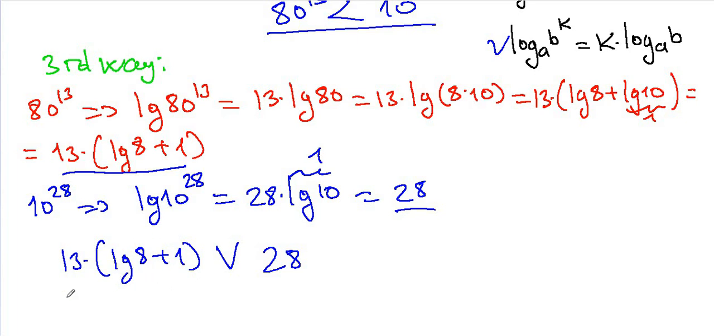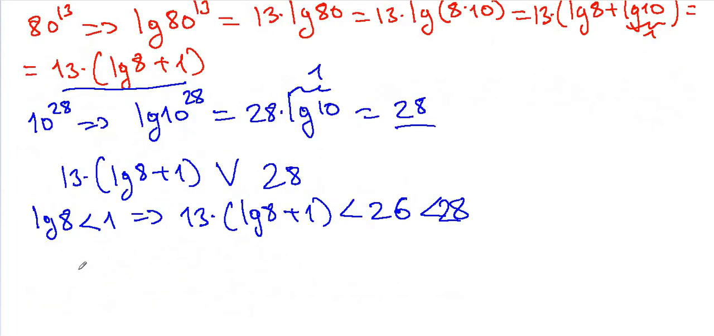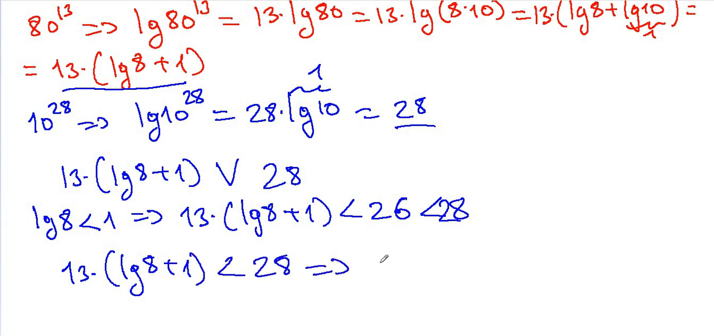And we see that the logarithm of 8 is less than 1. So therefore, this product plus 1 is less than 26. And here we see that 26 is less than 28. So therefore, we can conclude that 13 times the logarithm of 8 plus 1 is less than 28. And here we'll get that again 80 to the power of 13 is always less than 10 to the power of 28. So this is our final answer and solution.